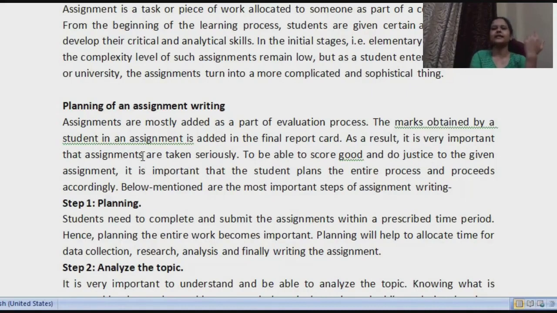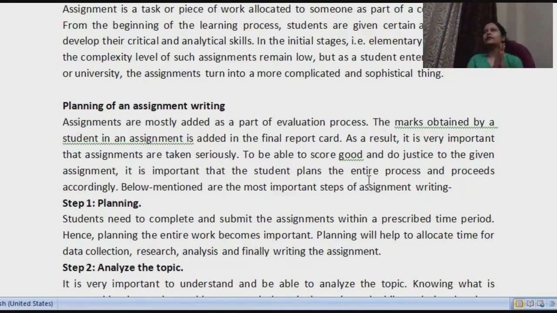As a result, it is very important that assignments are taken seriously. You take that assignment seriously because it has 20 marks. To score well and do justice to the given assignment, to be able to explain what obiter dicta is in a proper way, it is very important. You plan the entire process and proceed. One day before submission at night, you cannot just wake up and start writing whatever you feel like. You will have to plan the entire thing. Like you told, you looked for books and then you decided which one to refer to, and then finally you wrote it down. Right? So the same thing happens here also.